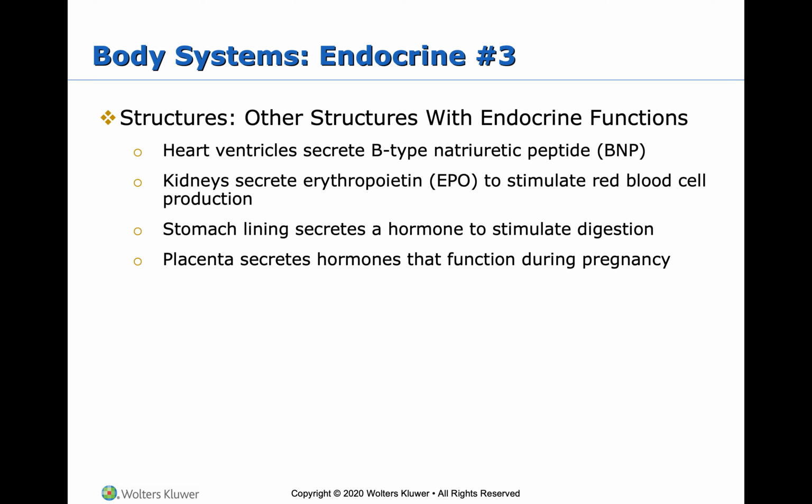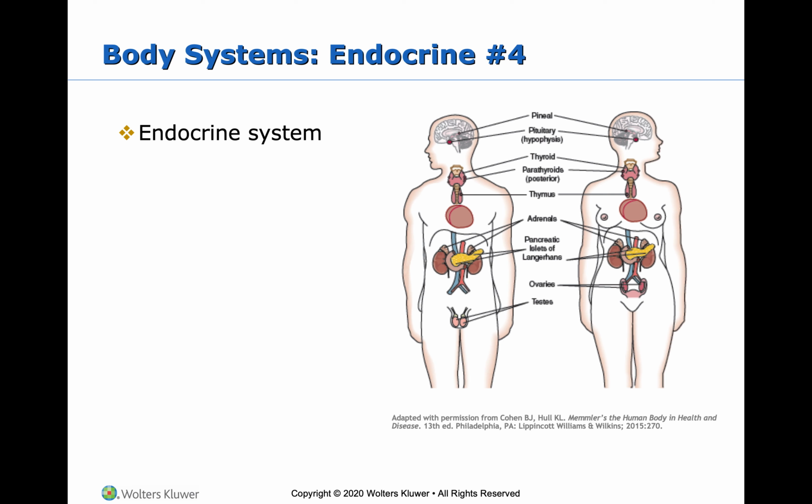Okay, your kidneys secrete erythropoietin or EPO to stimulate red blood cell production. We'll talk about that more when we get to the urinary system. And your stomach lining secretes a hormone to stimulate digestion. Your placenta secretes a hormone that functions during pregnancy. So there's many different structures with endocrine type functions. And then here's a picture of all the different types of endocrine glands. So you can relate this back to your chart on page 132 so you can see the location of the different glands that secrete certain hormones.